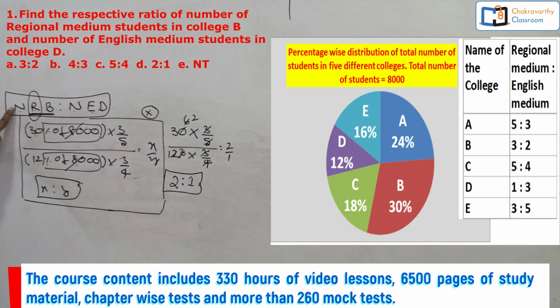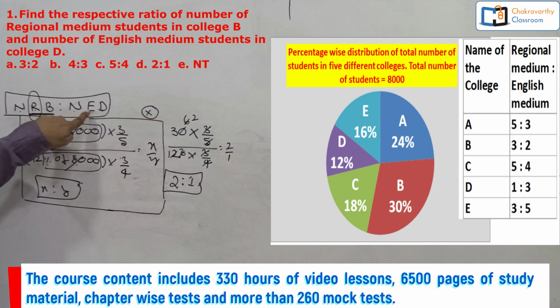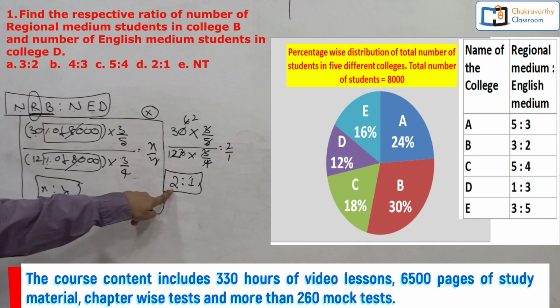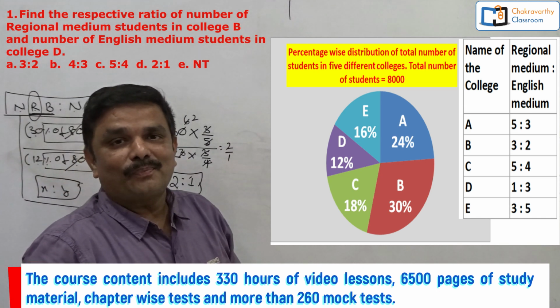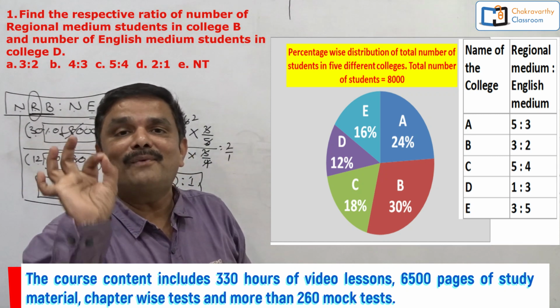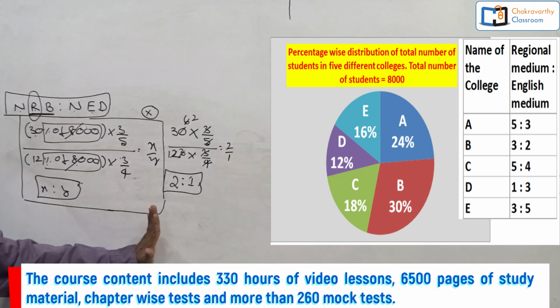What is that? Number of regional medium in college B is to number of English medium in college D. 2 is to 1 is the perfect answer. Isn't it simple for you students? Always go by this type of method. You can save ample time in the examination.